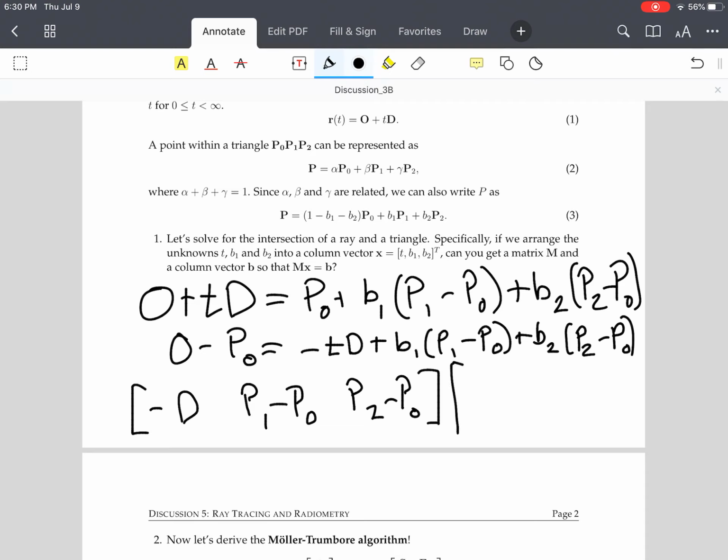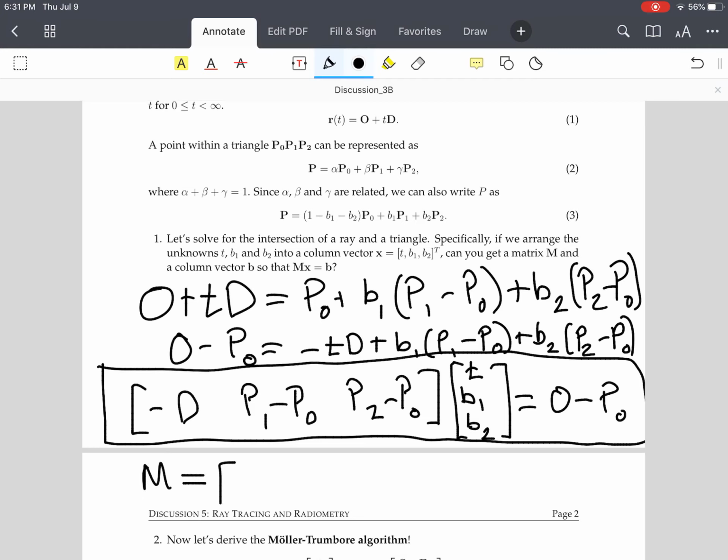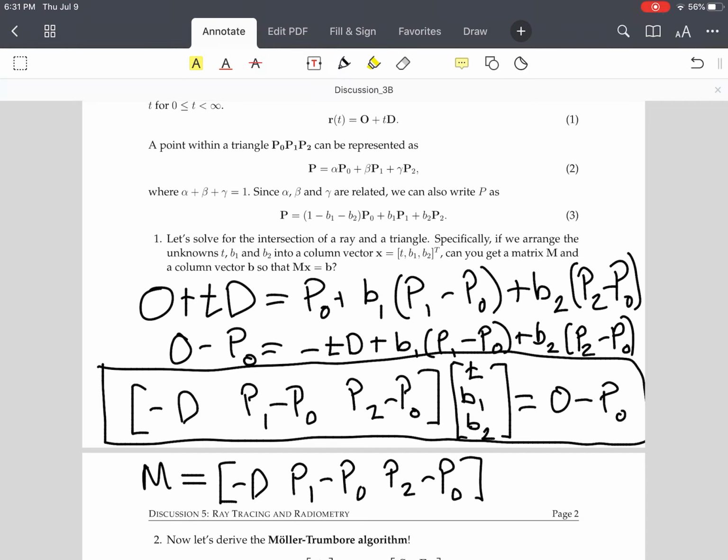Then we have our x, which is given to us: t, b1, and b2. And the right hand side is O minus P0. Keep in mind that O, D, P0, P1, P2 are all 3D vectors. So the right hand side is a vector, and the left hand side is a 3x3 matrix. There we go, we've done it. That's our equation, Mx is equal to b. Just to make it clear, M is equal to negative D, P1 minus P0, P2 minus P0. Cool, that's the first step.